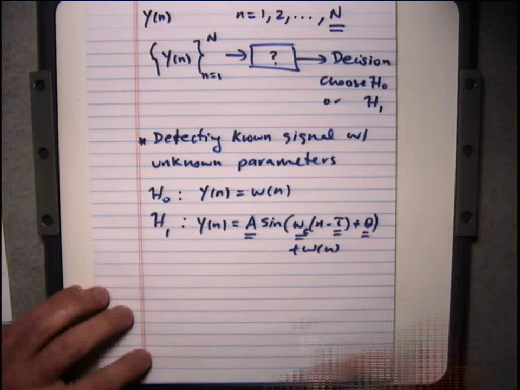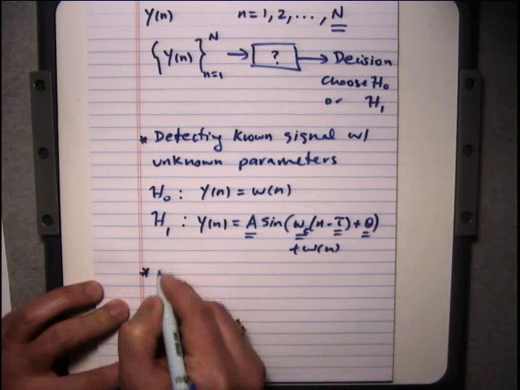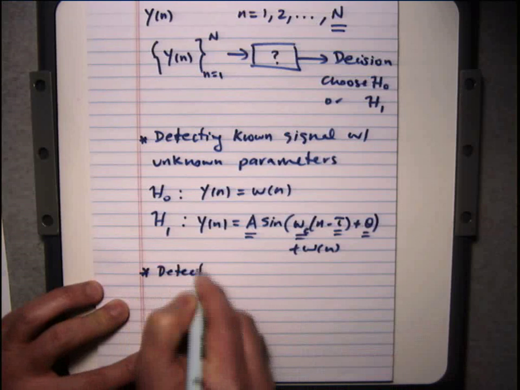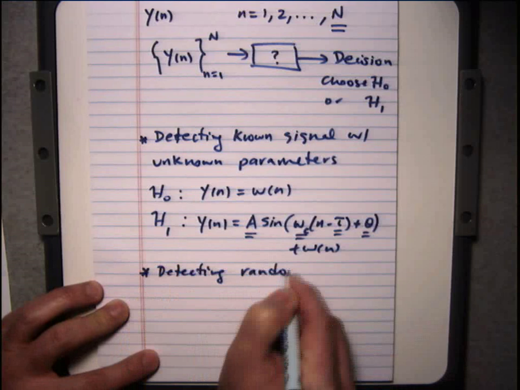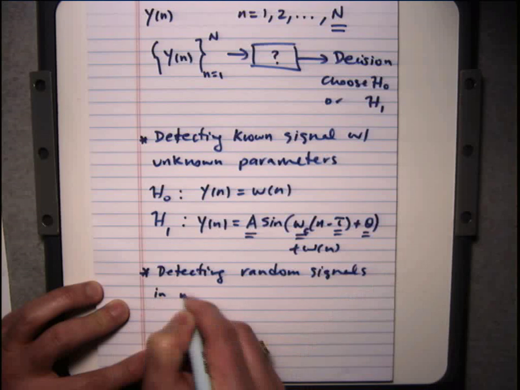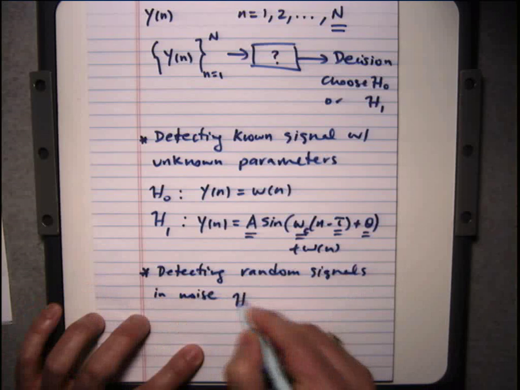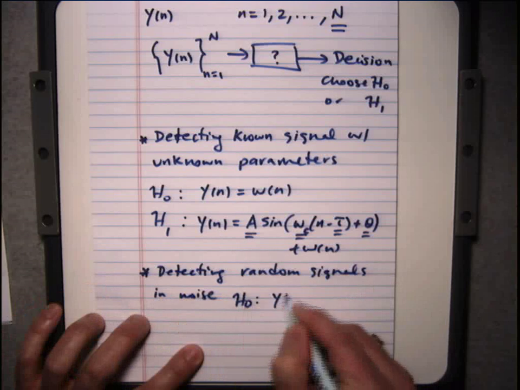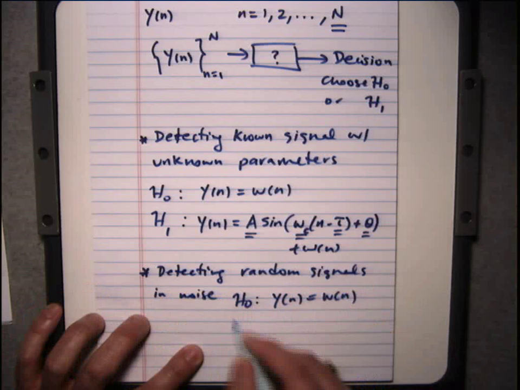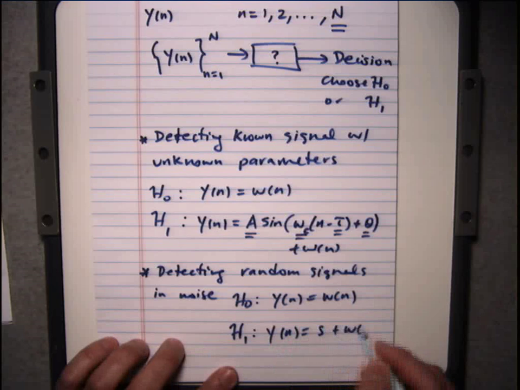Even more complicated, or more general, one might say, is detecting random signals in noise. What does that mean? Well, here y of n is equal to noise, and in the alternate scenario, y of n would be, let's say, some signal, let me call it something very simple, s plus w of n.